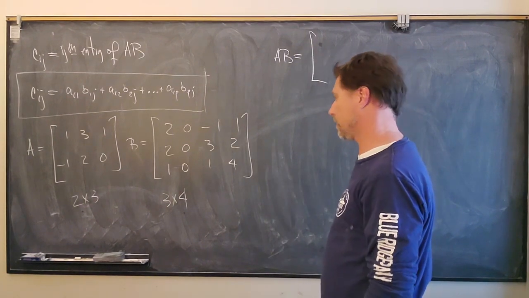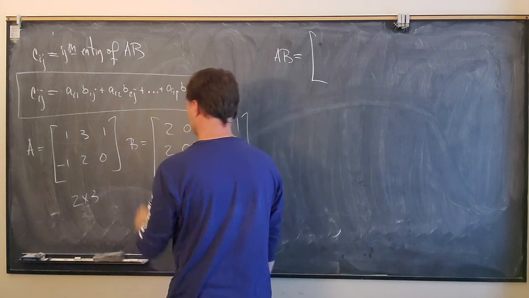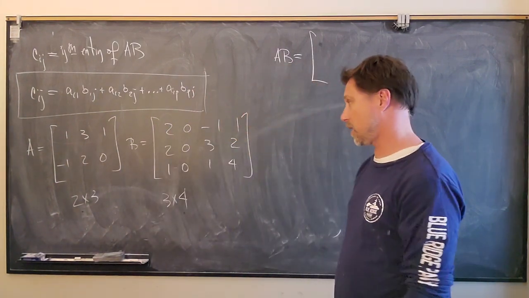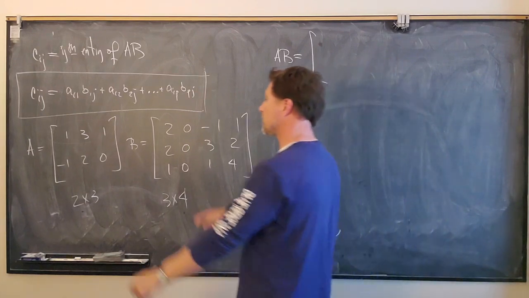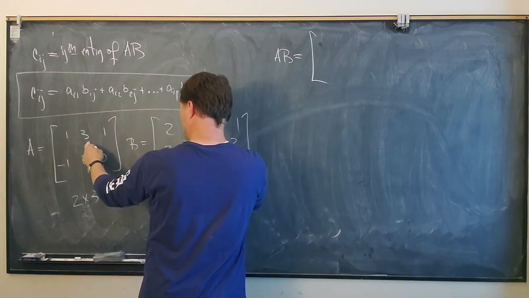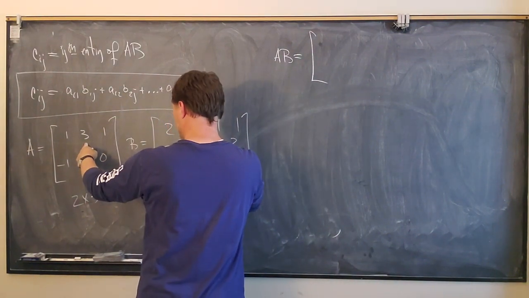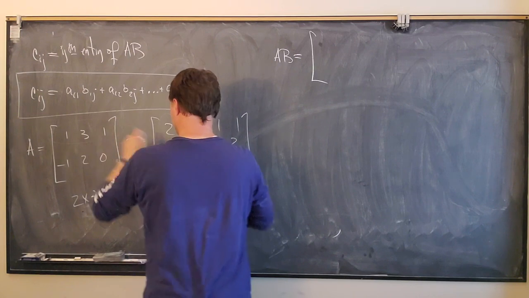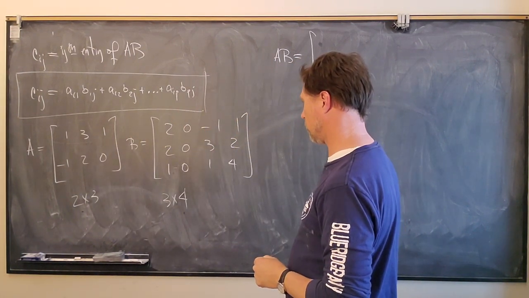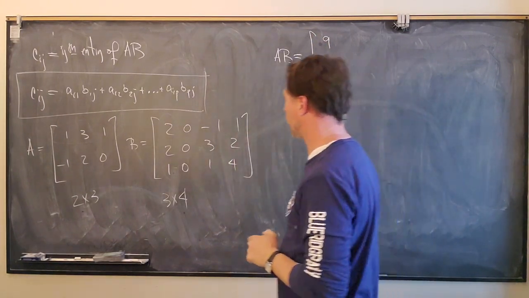How do I get that? I take the first row of A and dot it with the first column of B. So that is going to be 2 plus 6 gives me 8, plus 1 gives me 9. Let's hope I don't screw this up.